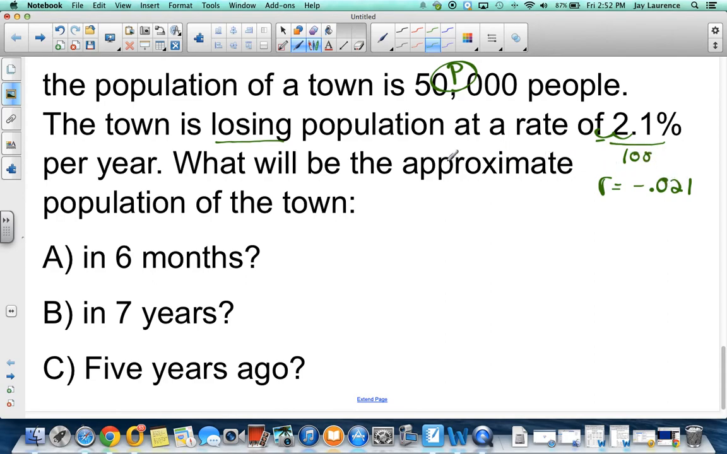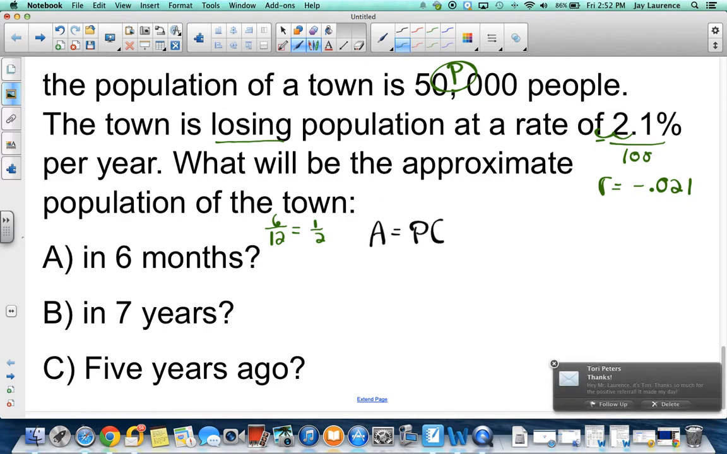There's R. I took the 2.1%, I divided by 100 to get it as a decimal, and then there's my R. Now the problem says, what will be the approximate population of the town in 6 months? It also says in 7 years and 5 years ago. Well, 6 months is not in years. 6 months is what fraction of a year? Well, it's half a year, right? 6 divided by 12. Okay, so I could use 0.5 or I could use 1/2. Now I'm going to set up my equation. A equals P times the quantity.